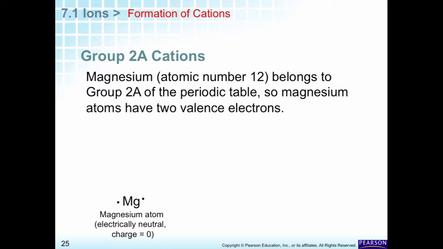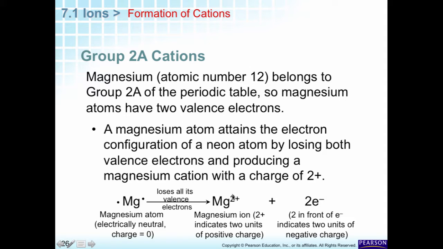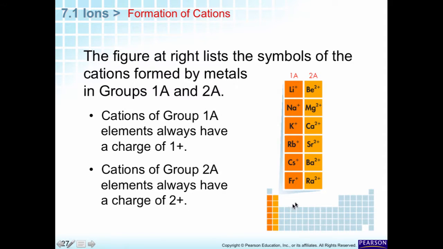Magnesium, okay, is in group 2A, so its electron-dot structure is this. It has 2 electrons, okay? So it's going to lose both of those electrons to get a noble gas configuration, or to get an octet of electrons. So it becomes Mg2+, so it loses 2 electrons, okay? So group 1A, always plus 1, group 2A, always plus 2.